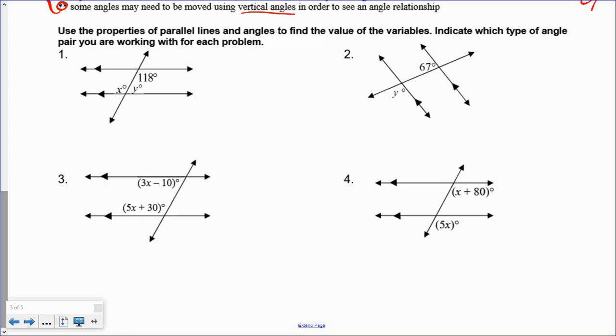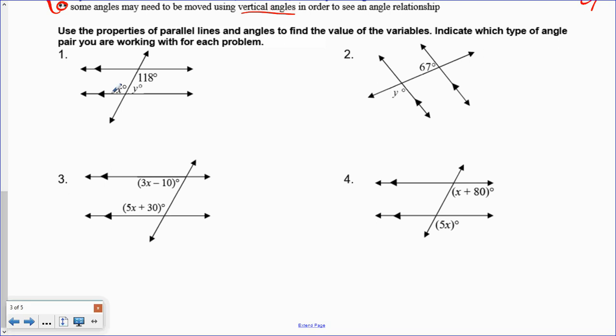What you need to do is just figure out what the relationship is. It's a three-step process. What's the relationship between the angles? Should the angles be congruent or supplementary? Write an equation, solve. Okay? So which variable would you like to start with? X. We're going to start with x, right?